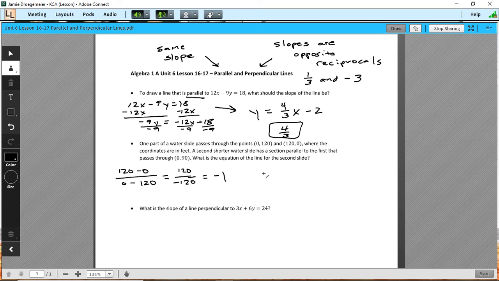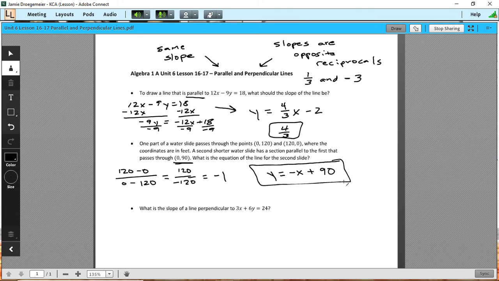Well, now we know the slope, and we know here the y-intercept, because when x is 0, that's our y-intercept. So my equation would be y equals negative 1x, which I would just write as negative x, plus that y-intercept of 90. So that's the equation of the line for that second slide.